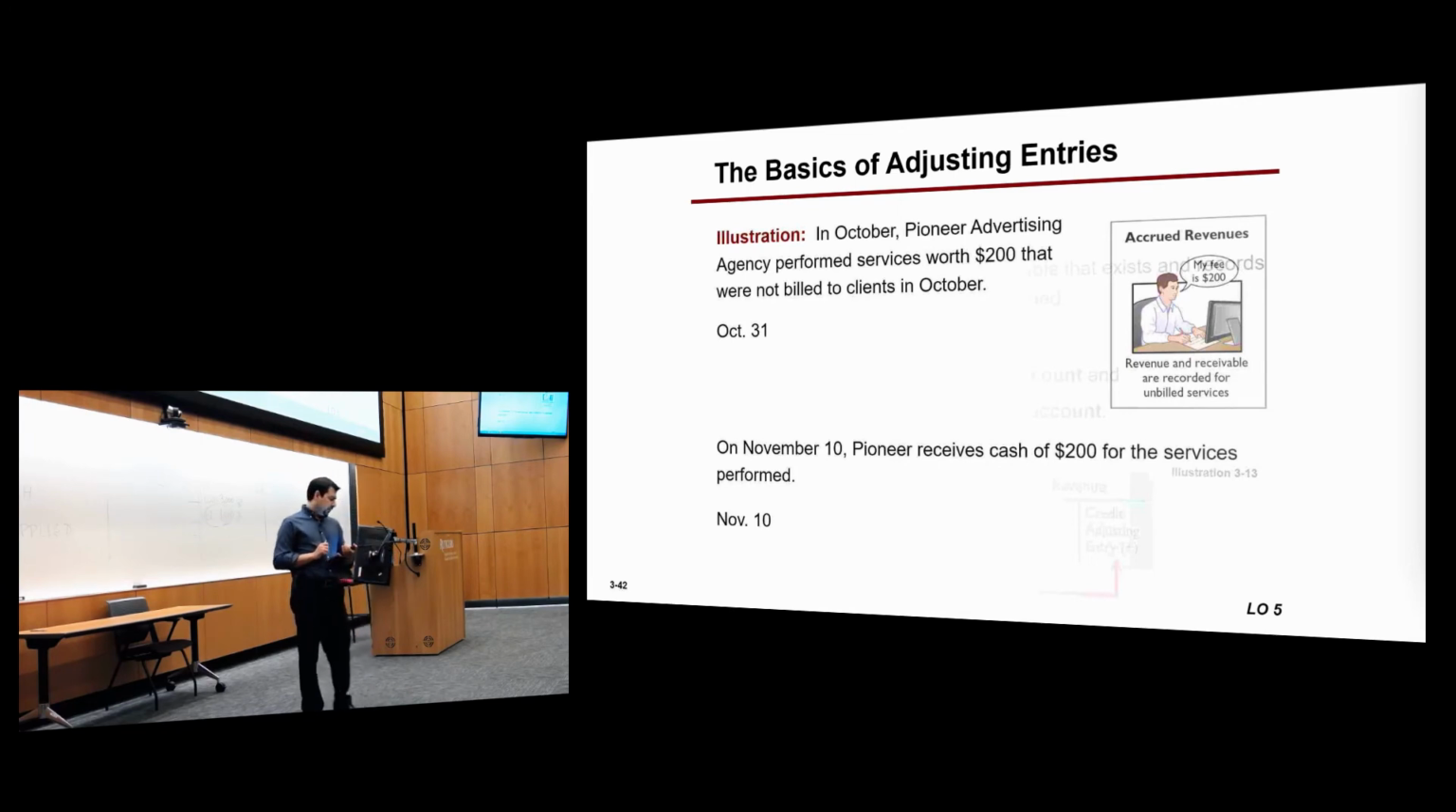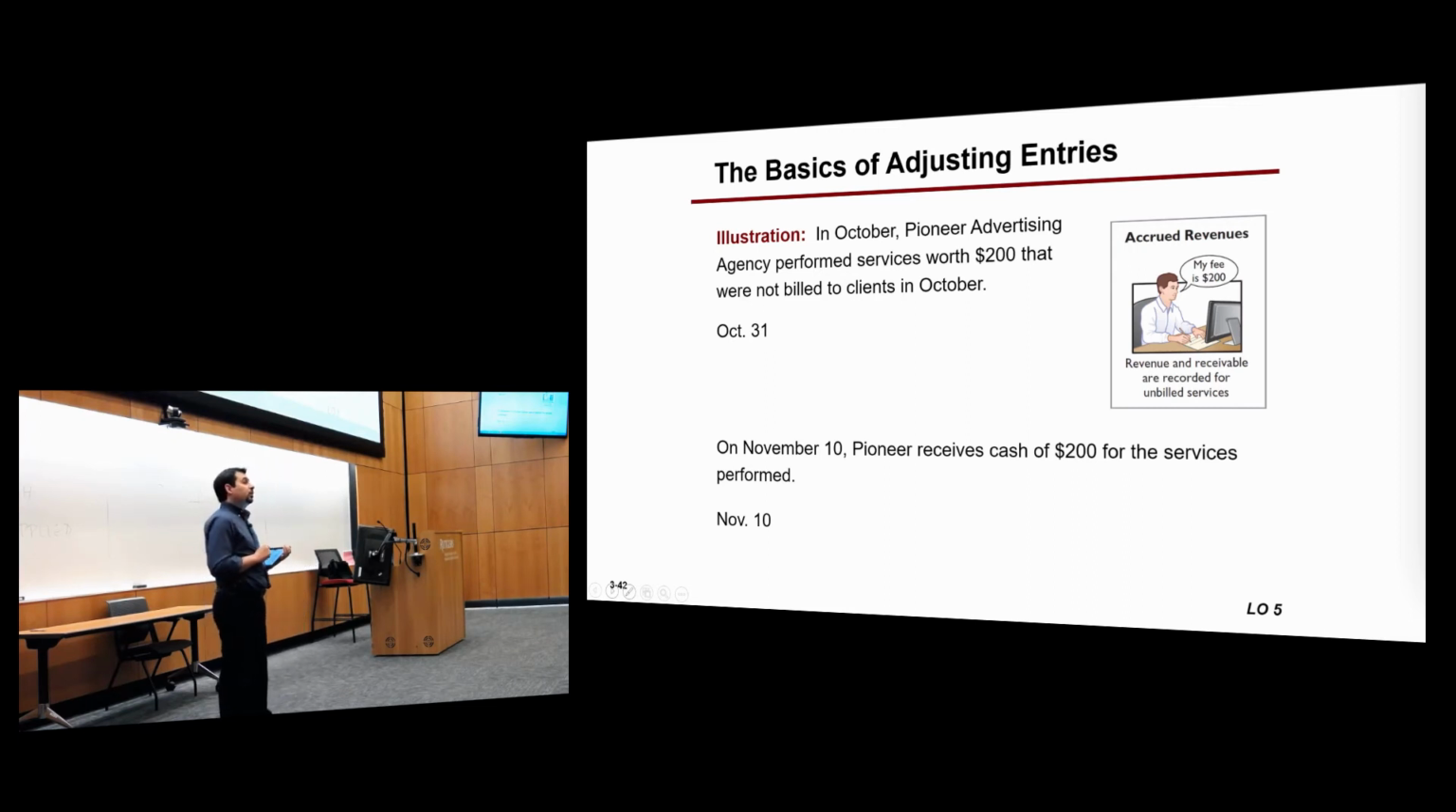Pioneer Advertising Agency performed services worth $200 that were not billed to clients in October. This is part of a bigger deal where the client will pay everything in December, for example. However, the company earned $200 in October. So what do they do? They earned it. When you hear the word earn something, this is revenue. So the company earned, we know that revenues have increased by 200.